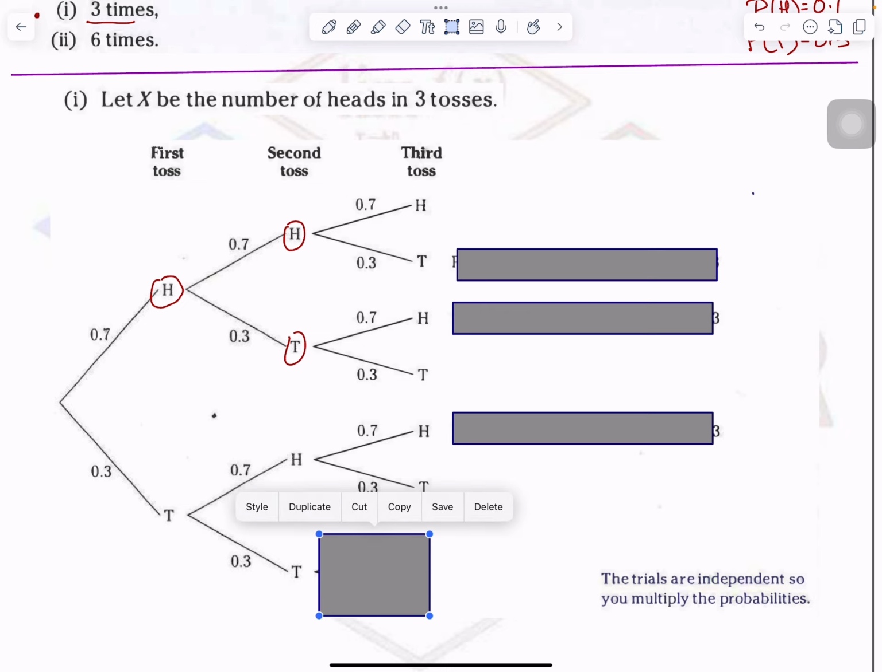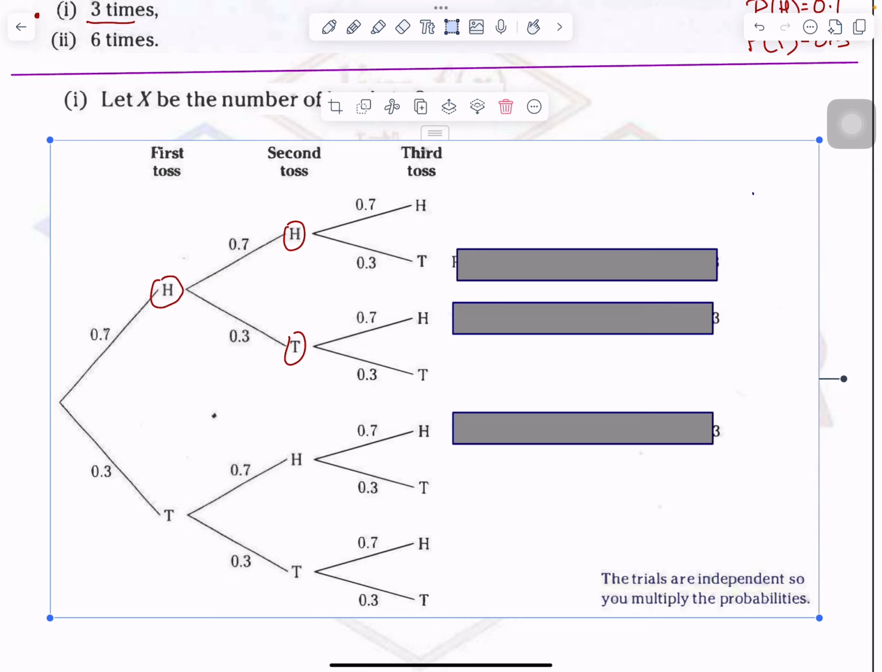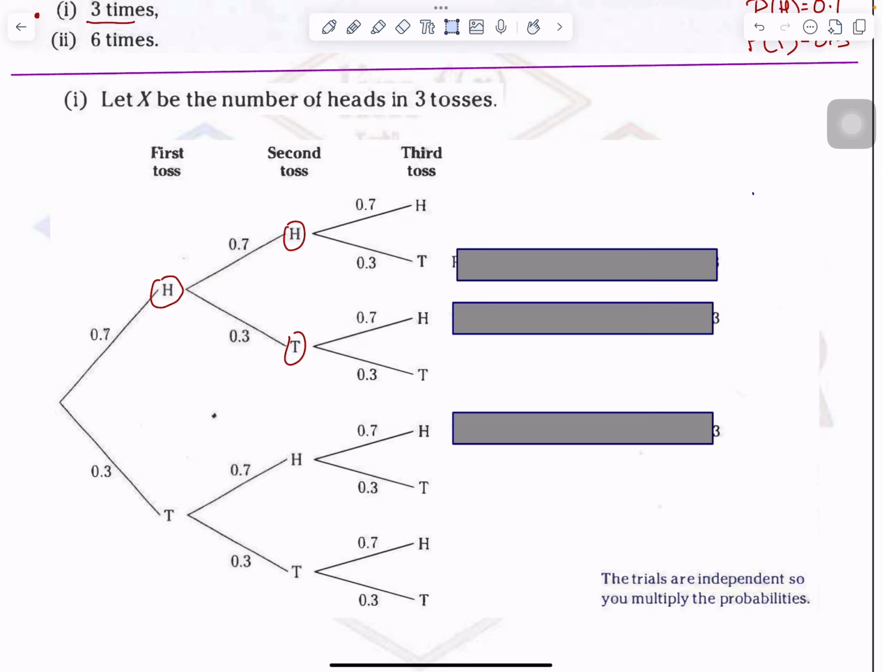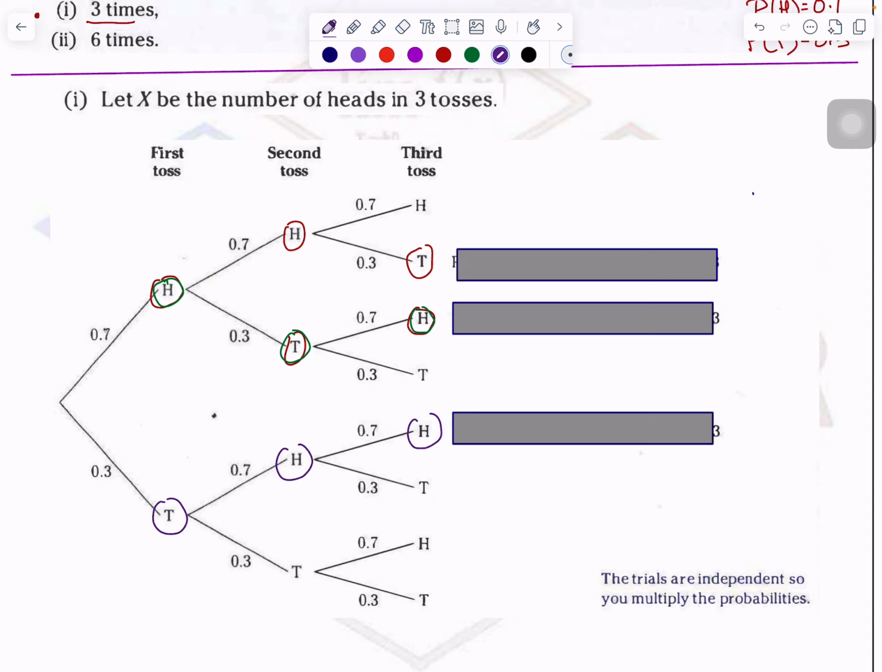And similarly in the last case, the question says exactly 2 heads. So now if I see branch wise, these are 2 heads, so I should take this one. Third one is here, 2 heads and 1 tail. What are the other possibilities? I can take this one also, head, tail, head. I need only 2 heads, right? Or what is the last option I have? Tail, head and head.